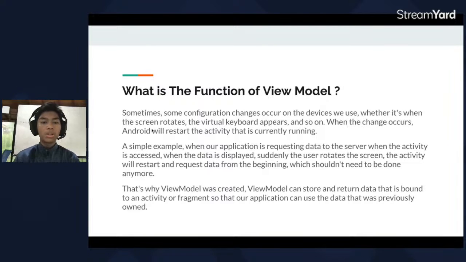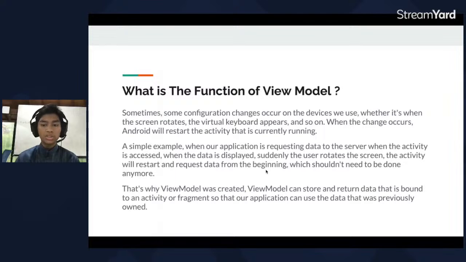A simple example, when our application is requesting data from the server, when the data is displayed, suddenly the user rotates the screen. The activity will restart and request the data from the beginning, which shouldn't need to be done anymore. With ViewModel, we don't need to do that anymore. That's why ViewModel was created.